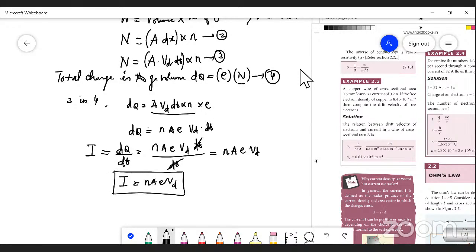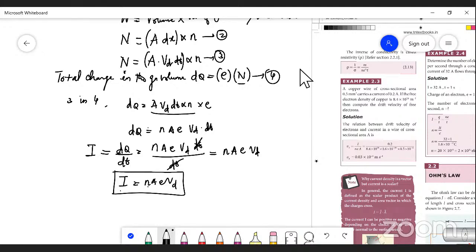Current is a scalar quantity. Its unit is ampere. Current depends upon the number density of electrons. Current depends upon the area of cross section of the conductor. It also depends upon the drift velocity of the electrons. So current I equals n A e vd, the relation connecting current and drift velocity.